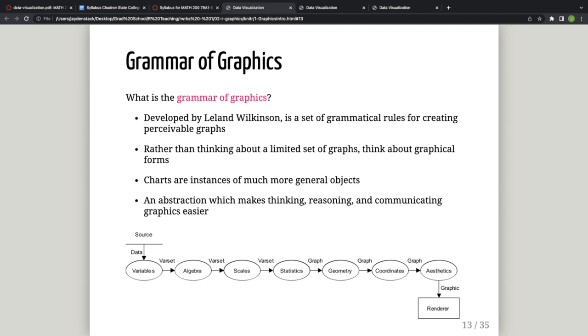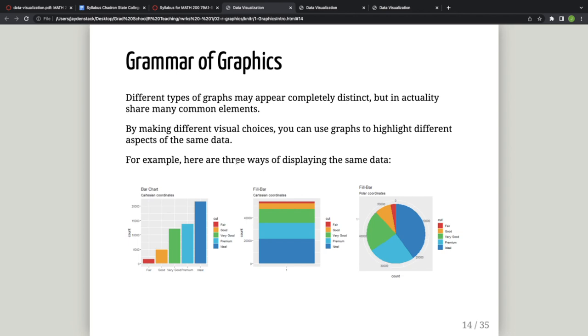So going down the line, again, we have our source, we have our data, and then us as data analysts, us as people working with that data, we're going to take a look at the variables. We're going to take a look at the algebra. We're going to take a look at the scale, statistics, geometry, coordinates, all these different things, and then put them into some sort of aesthetic that is then going to render as a graphic that we can utilize to communicate information with. So different types of graphs may appear completely distinct, but in actuality share many common elements. Just thinking about these different graphs here, we can see that we have the same data, but three very different ways of displaying that data.